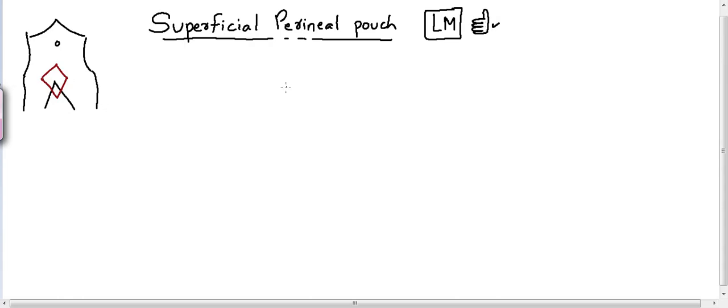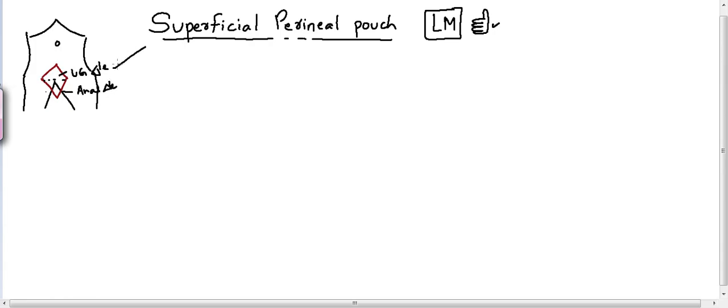Today's interesting topic is superficial perineal pouch. So what is perineum? Perineum is a diamond shaped area which is present in the lower part of the abdomen and upper and medial surface of the thigh. This diamond shaped area is where the genitals are located. The anterior portion of this is called as urogenital triangle. And the posterior portion of this perineum is called as anal triangle. So these are the two subdivisions of the perineum.